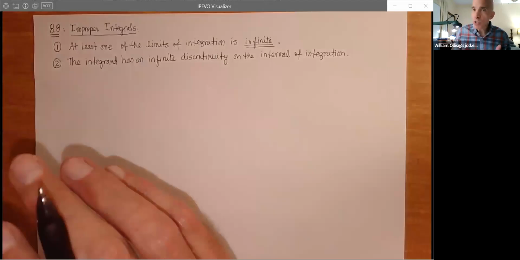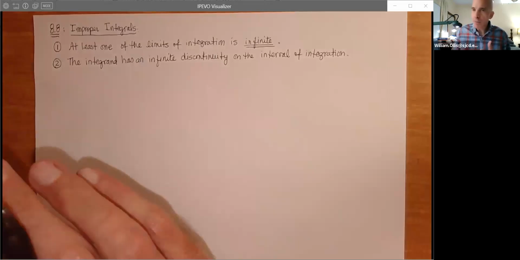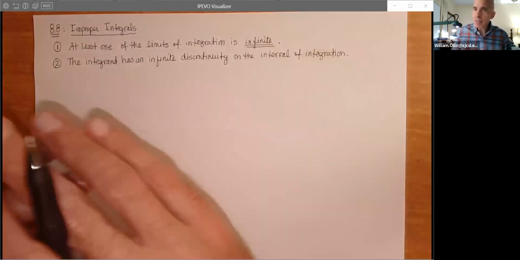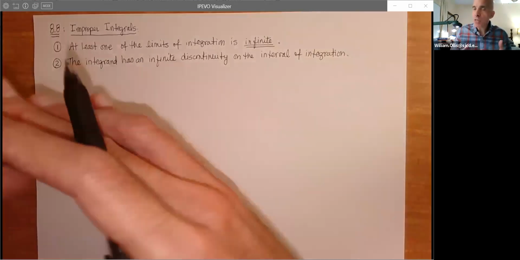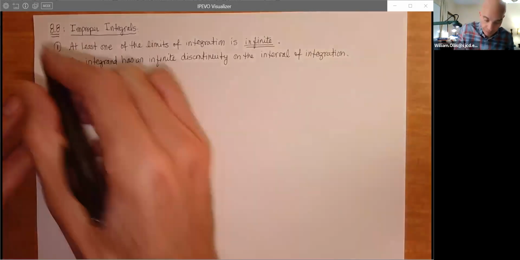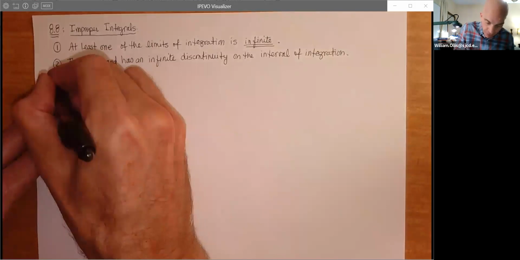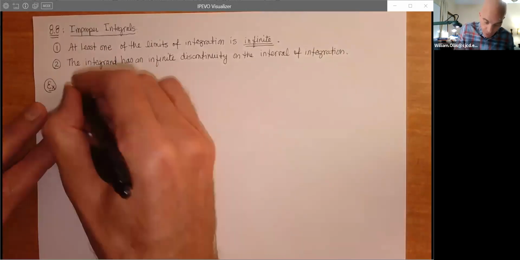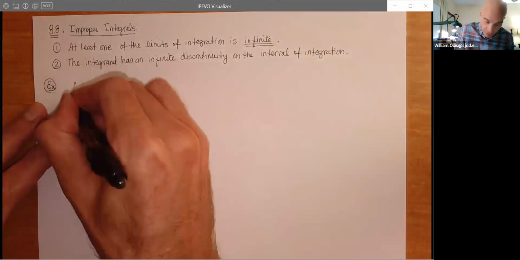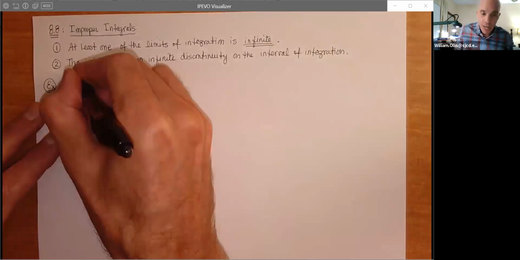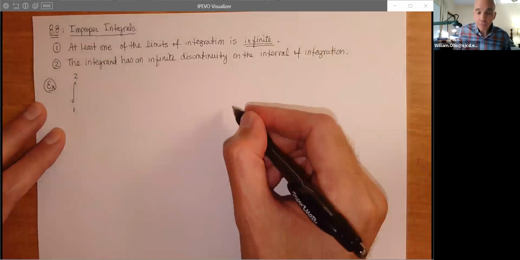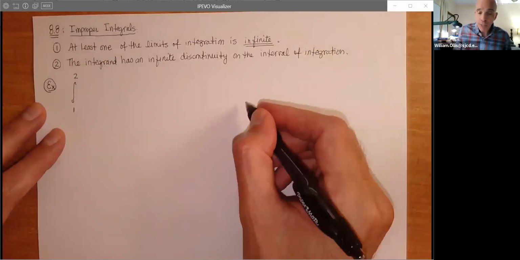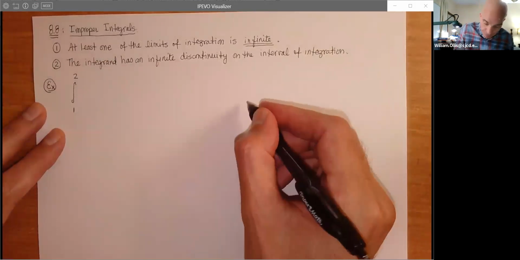So what I want to do is give you some examples of these and then see basically how this evolves using what we already know. So let's look at several examples here. Here's the first one, very straightforward and a good example to start with. So we have the interval of integration 1 to 2.